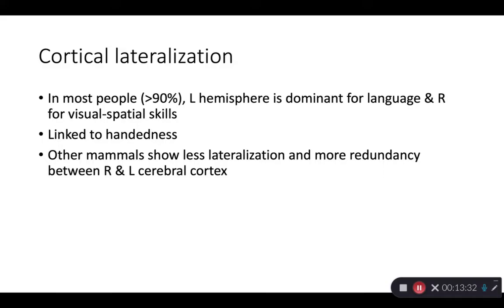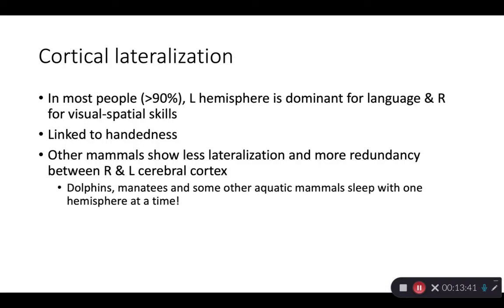And as I mentioned, other mammals show a lot less lateralization and more just redundancy between the right and left sides of the brain. One example of this is in aquatic mammals. You may have heard that dolphins are notable for having very large brains. But we think that one of the reasons why dolphins are actually not quite as smart as we are, despite the fact that they have big brains, is that they and some other aquatic mammals like manatees have more redundancy on the left and right sides of their brain, and they actually sleep with one hemisphere of their brain at a time.